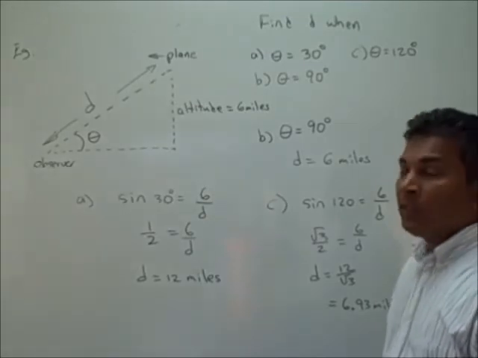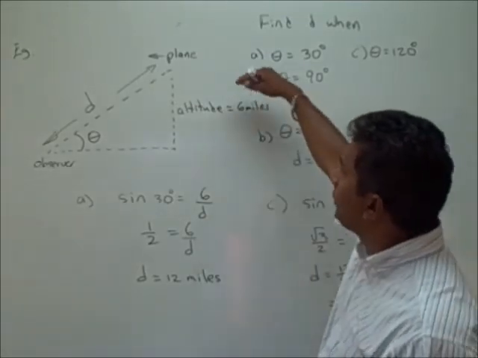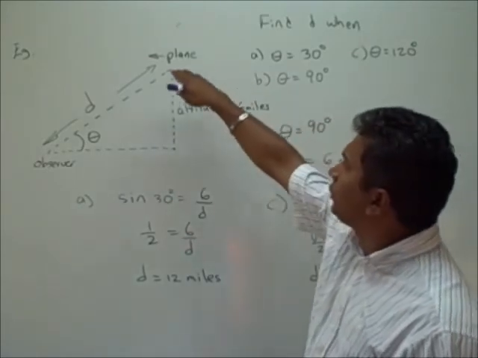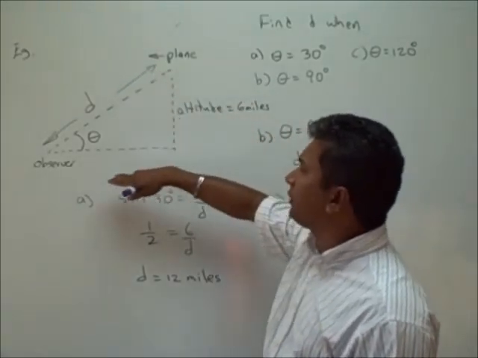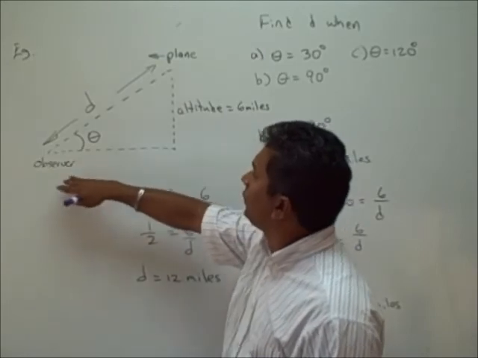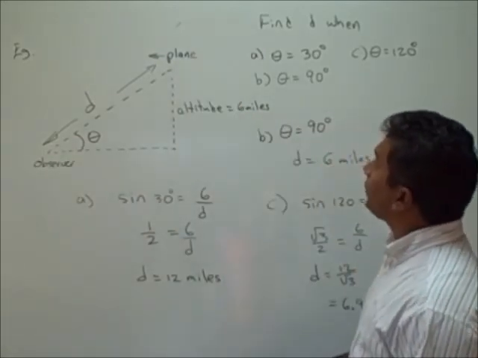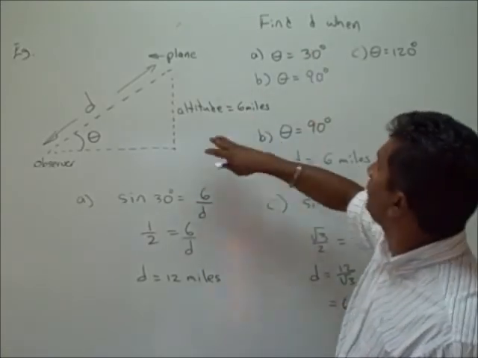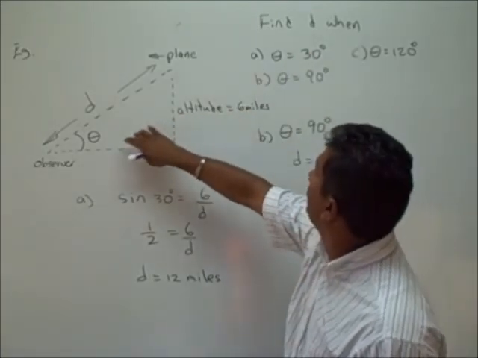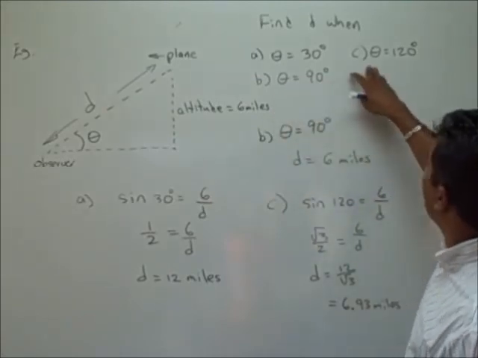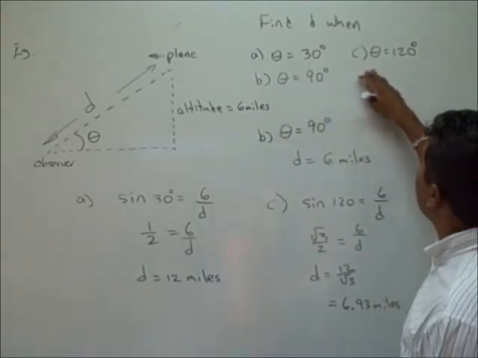In this example, we have a plane flying at an altitude of 6 miles. It's keeping parallel to the surface of the Earth. It's going to pass above an observer. So the observer is a distance away from the plane. We're required to find first the distance when theta is equal to 30 degrees, then when theta is equal to 90 degrees, and part C when theta is equal to 120 degrees.